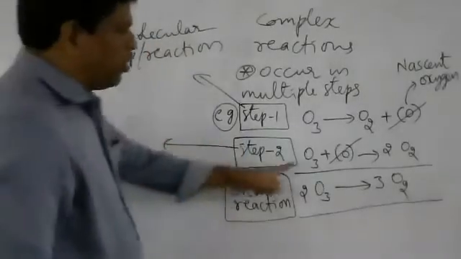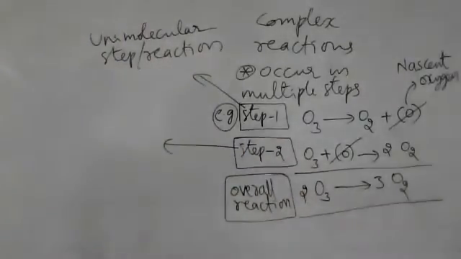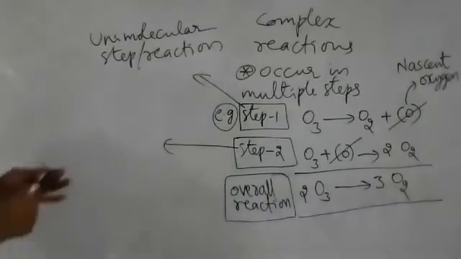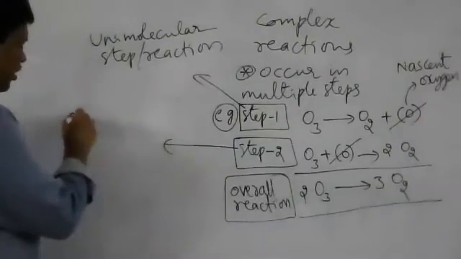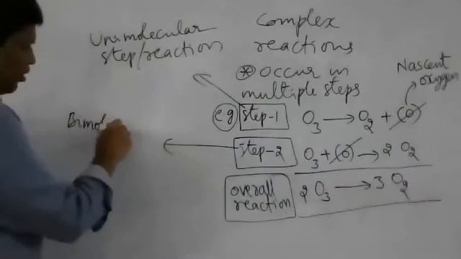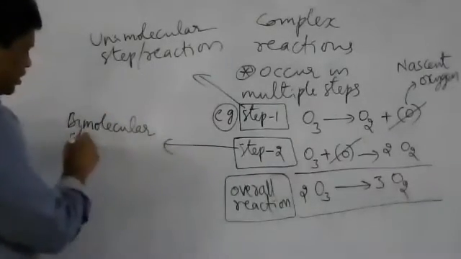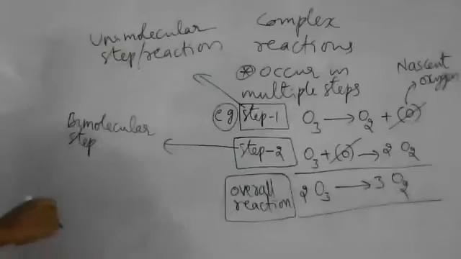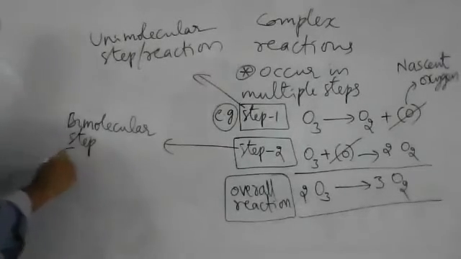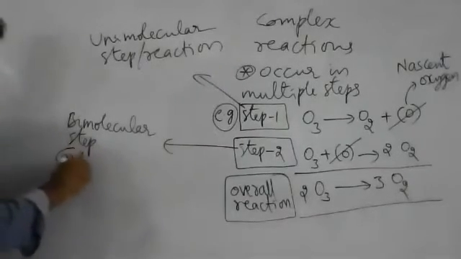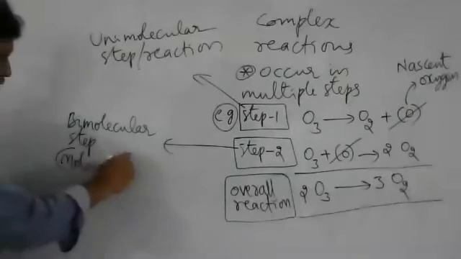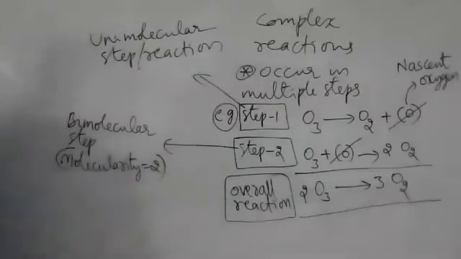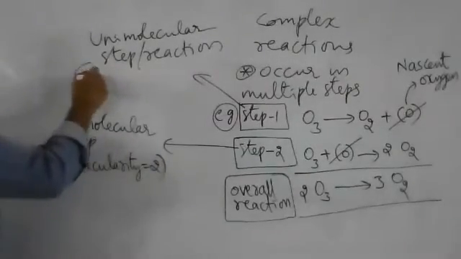In the second step, how many species are involved here? Two species are involved. When two species are involved, it must be taken as bimolecular. What is the molecularity? Two. So it is a bimolecular step or bimolecular reaction. Molecularity here is 2. Is that clear? For this step, what is the molecularity?